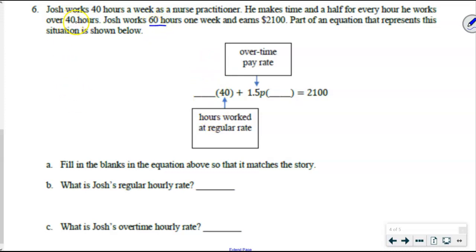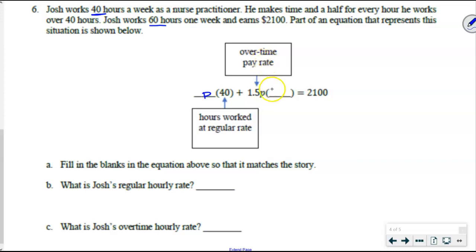60. But the first 40, that's paid at a normal rate. What is his normal rate? We don't know. So what are we going to use? We could use X, but look ahead. P for pay. Pay times 40 hours. But then, this is his overtime rate, 1.5 P, because he gets paid time and a half. So 1.5 times P for every hour over 40.